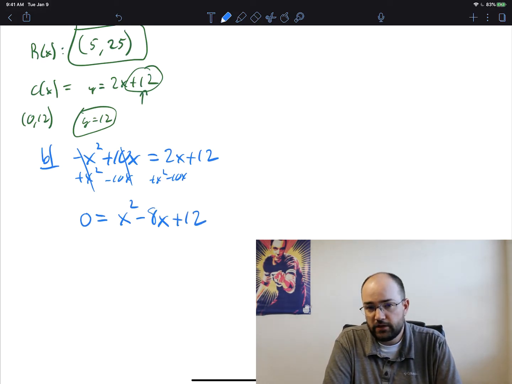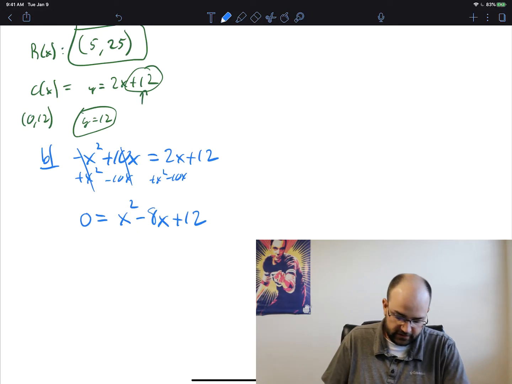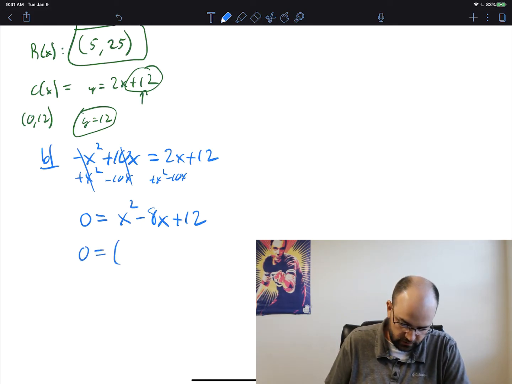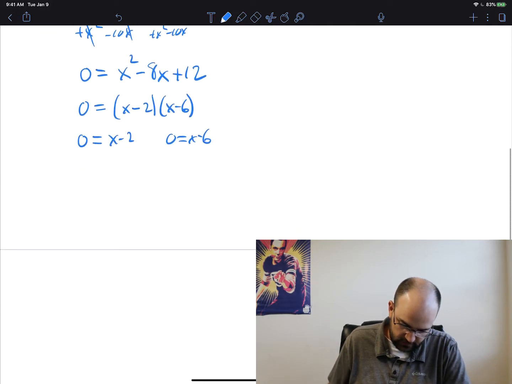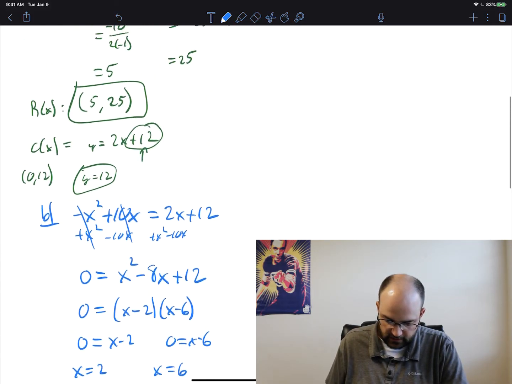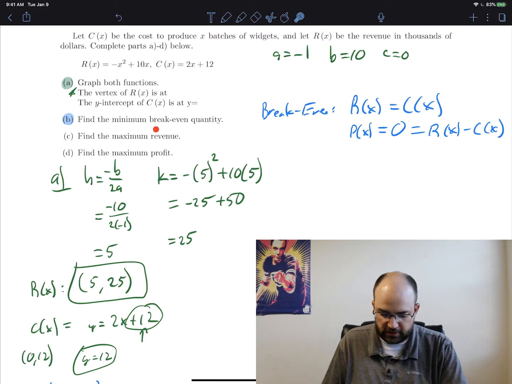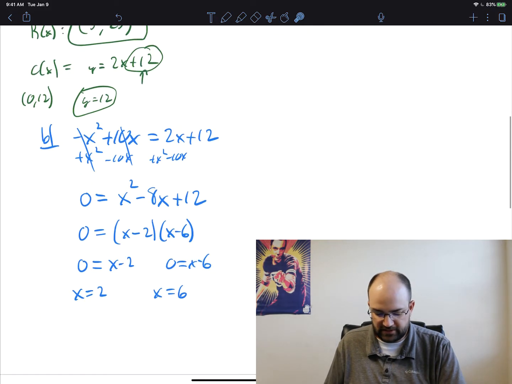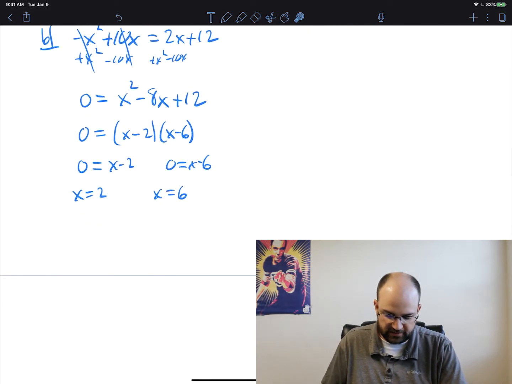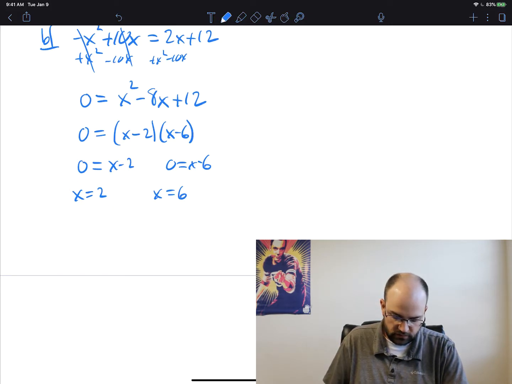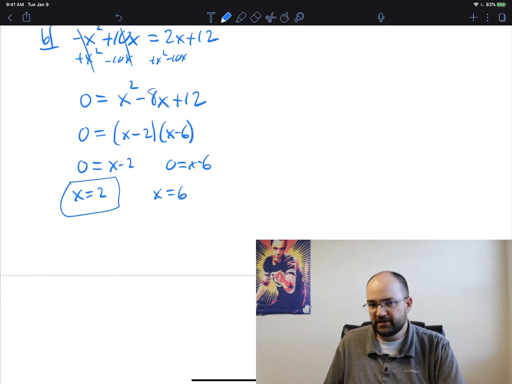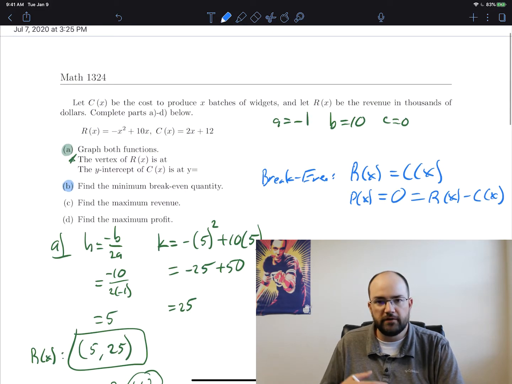And at this point, I could either use the calculator or factor, and the factorization is actually not that hard. And then set each factor equal to 0. So that would tell me that x equals 2 and x equals 6. But notice that it wants the minimum break-even quantity, which means I need the smallest of these two, and the smallest of these two is 2. So the break-even quantity is at x equals 2. And remember, x is the number of batches of widgets.